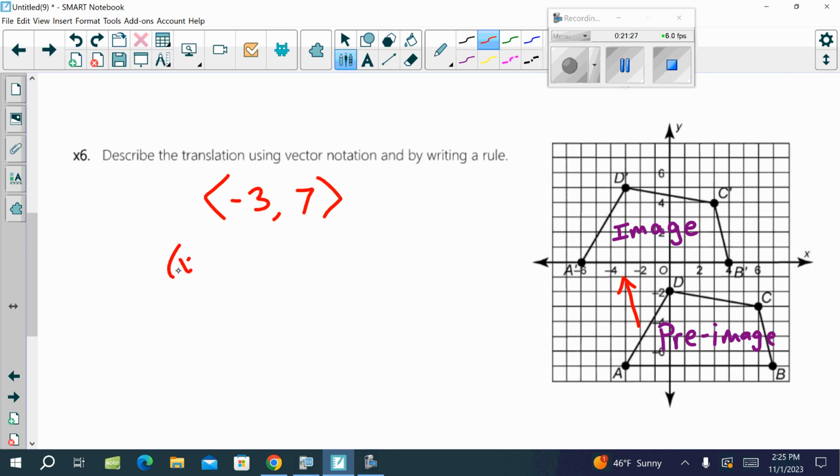And then the coordinate rule. There you go. Any questions?